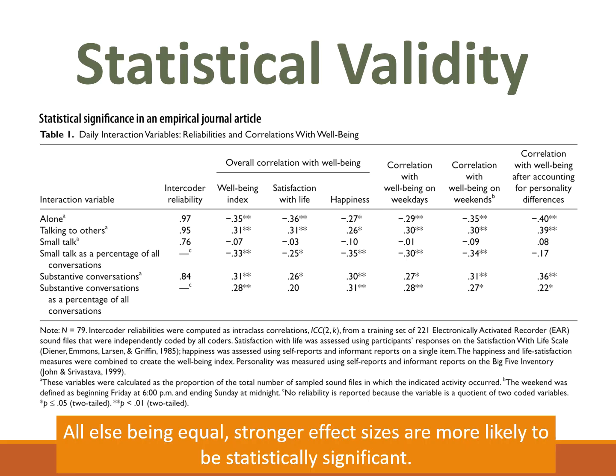So we have a table here from a particular study, and what we're looking at actually is a whole bunch of bivariate correlations. So just looking at the top line interaction variable, whether someone was alone or not. We have the intercoder reliability, the well-being index, the satisfaction with life, the happiness, the correlation with well-being on weekdays, correlation with well-being on weekends, and correlation with well-being accounted for by personal differences. Now notice that if someone's alone, we're actually seeing a fair amount of negative correlations. And the stars are telling us that they are statistically significant.